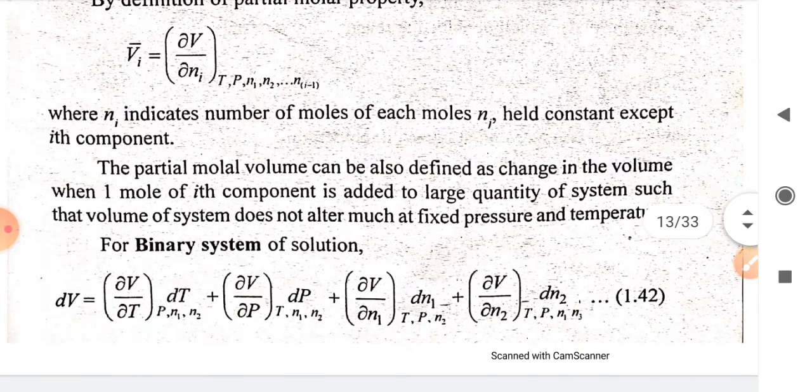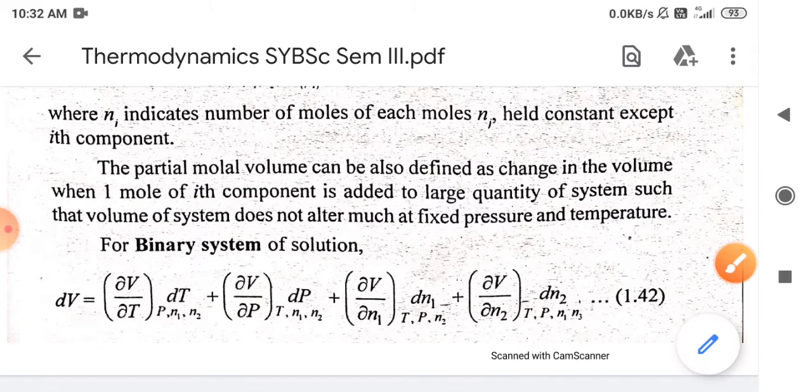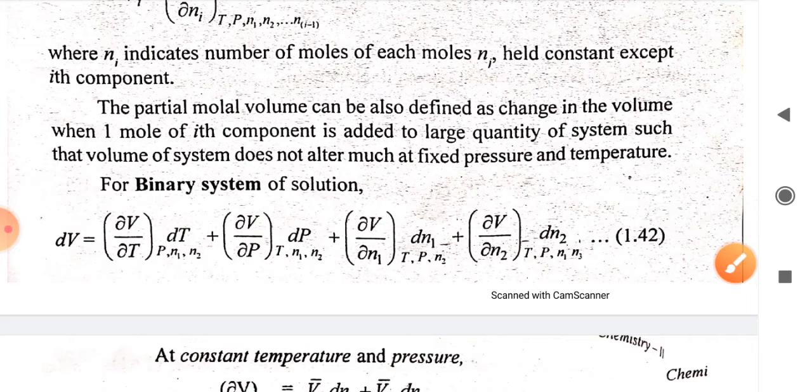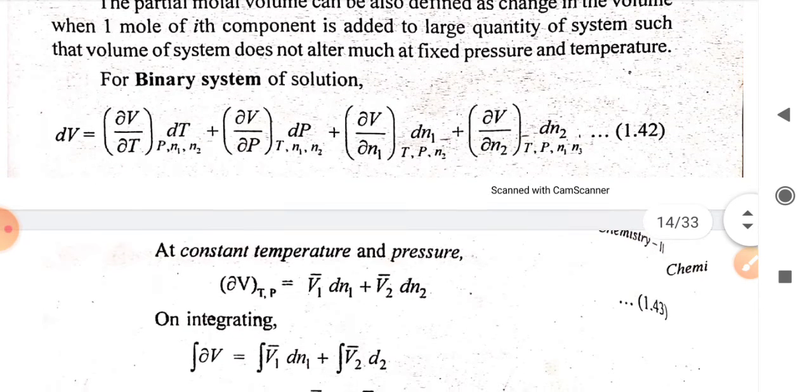So the partial molar volume can also be defined as the change in the volume when 1 mole of the ith component is added to a large quantity of a system, such that the volume of the system does not alter at fixed temperature and pressure. Okay, now for the binary system there are 4 variables. Likewise, for the binary system there are temperature and pressure variables, then the number of moles for the first component and the number of moles for the second component. So we have a total of 4 variables for the binary system.